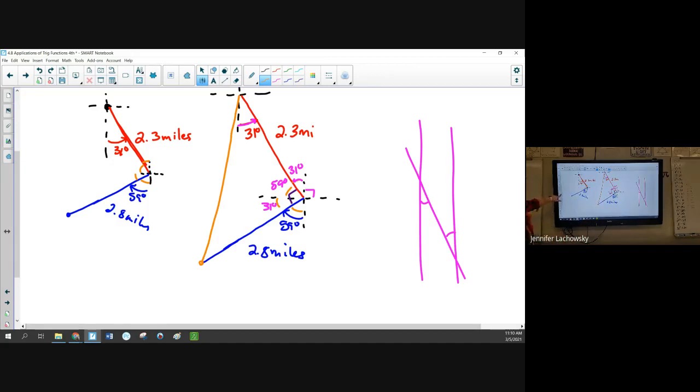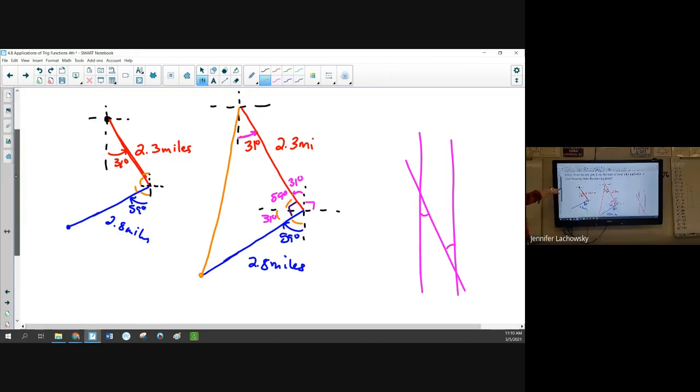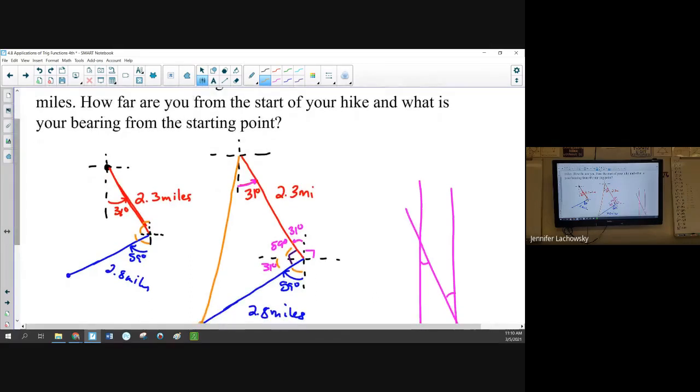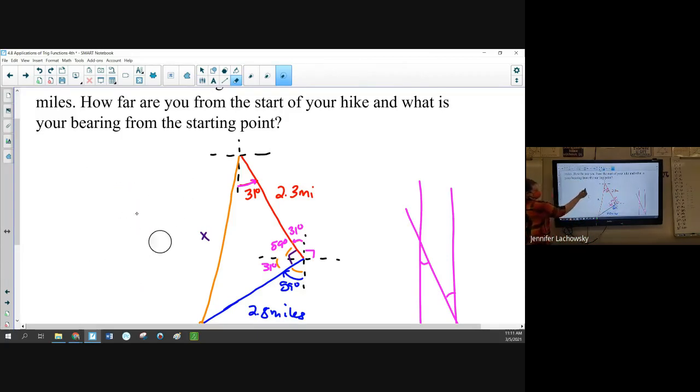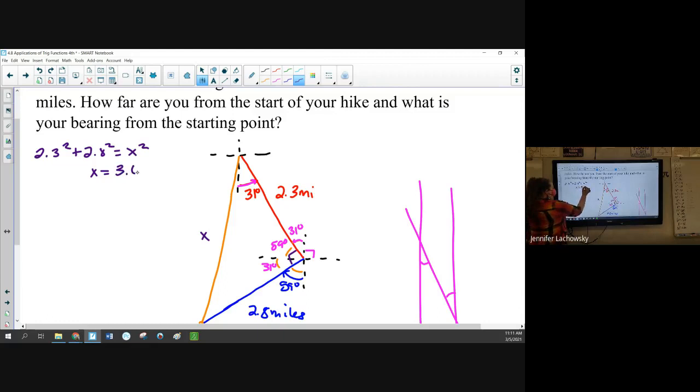All right. The question is very similar to the last question. How far are you from the start of your hike, and what is your bearing from your starting point? Okay. So do Pythagorean to find this leg. Okay. So 2.3 squared plus 2.8 squared equals x squared. X equals 3.624 miles.